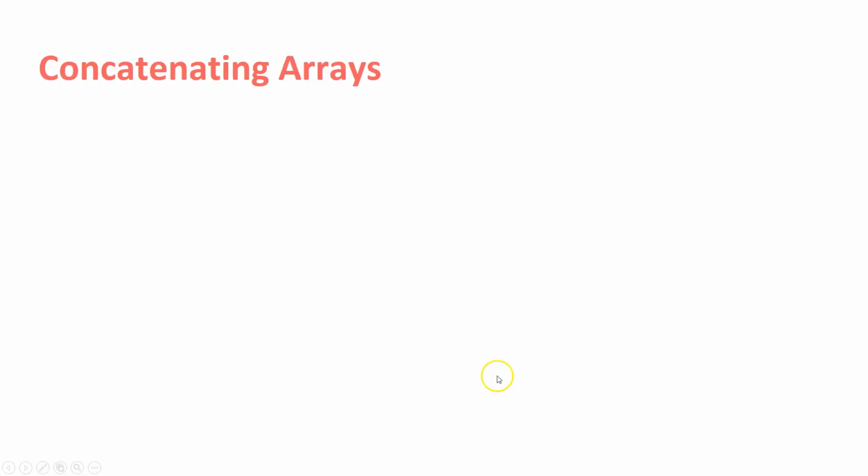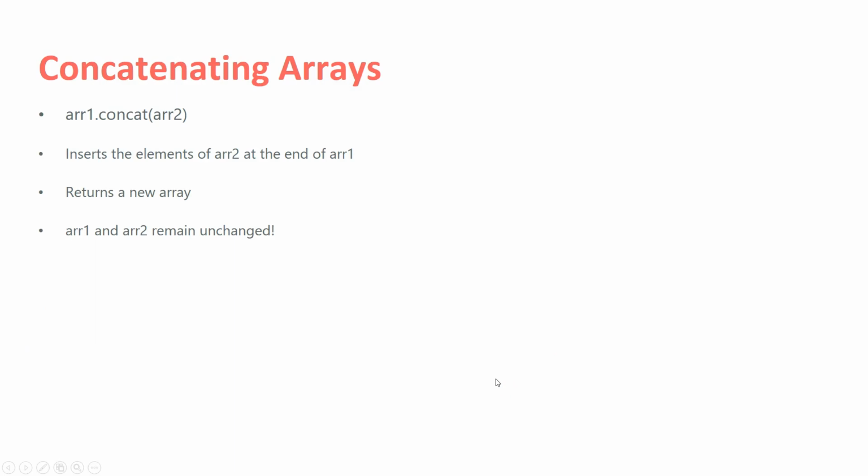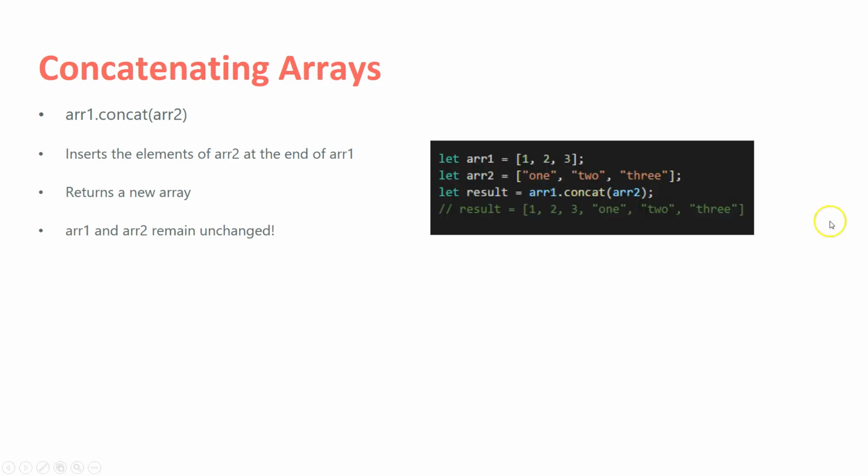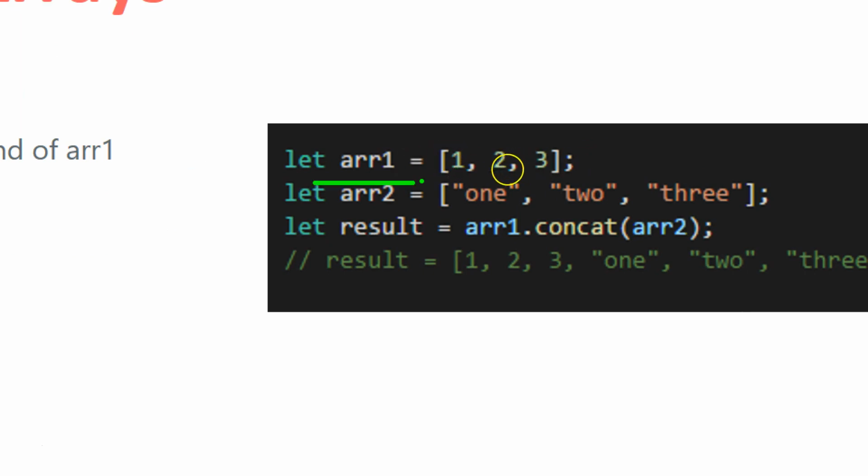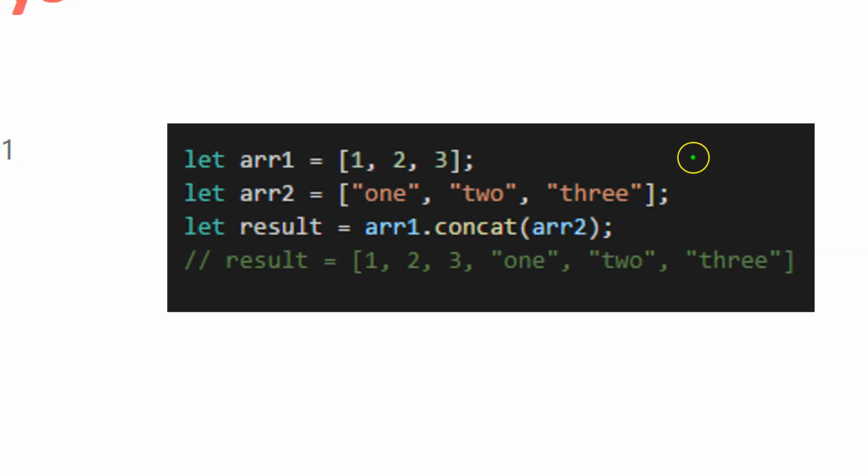How can we concatenate arrays? Well, I can say array1.concat with array2, which inserts the elements of array2 at the end of array1. And this is returning a new array, and array1 and array2 remain unchanged because we received the new one. So right now in this example, I have array1 with 1, 2, 3, some integer values, and array2 with 1, 2, 3 as string values. I'm saying let result with array1.concat with array2.